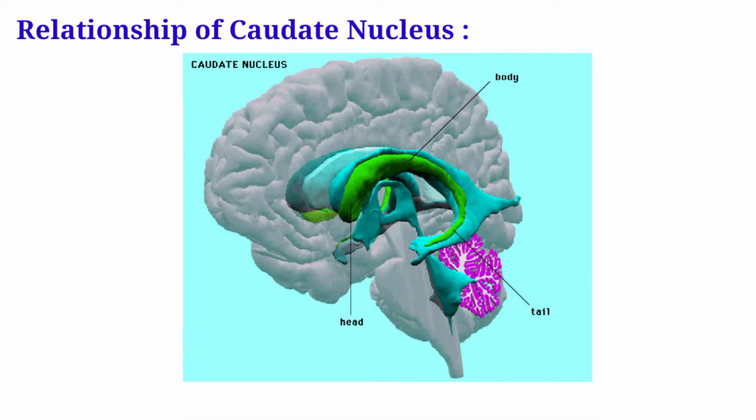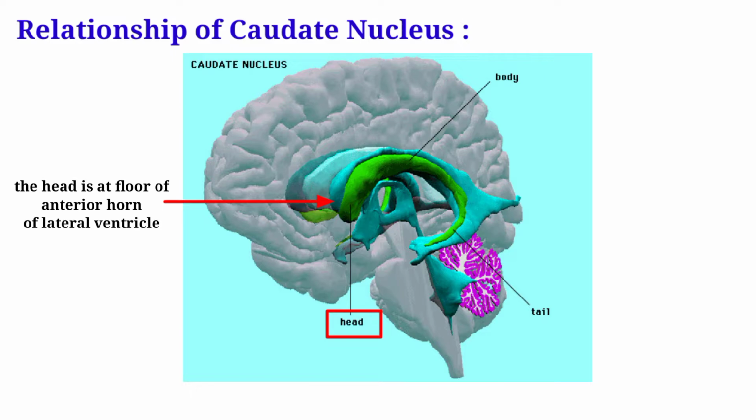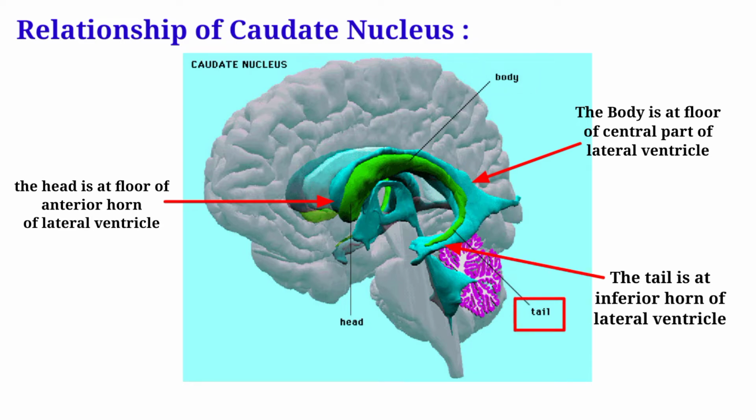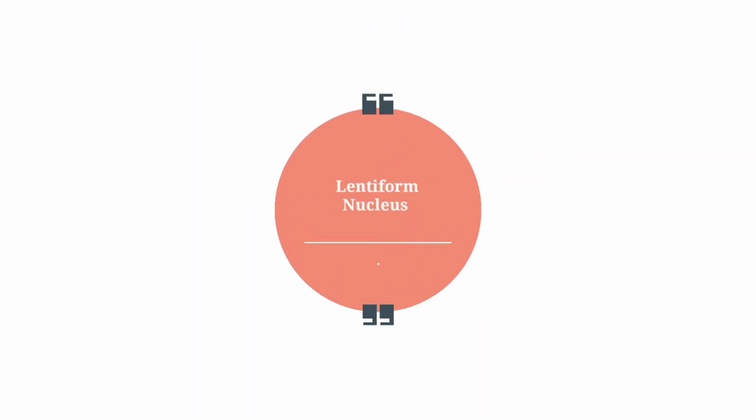Relationship of the caudate nucleus. It is in very close proximity to the lateral ventricle. The head is at the floor of anterior horn of lateral ventricle. The body is at the floor of central part of lateral ventricle, and the tail is at inferior horn of the lateral ventricle.